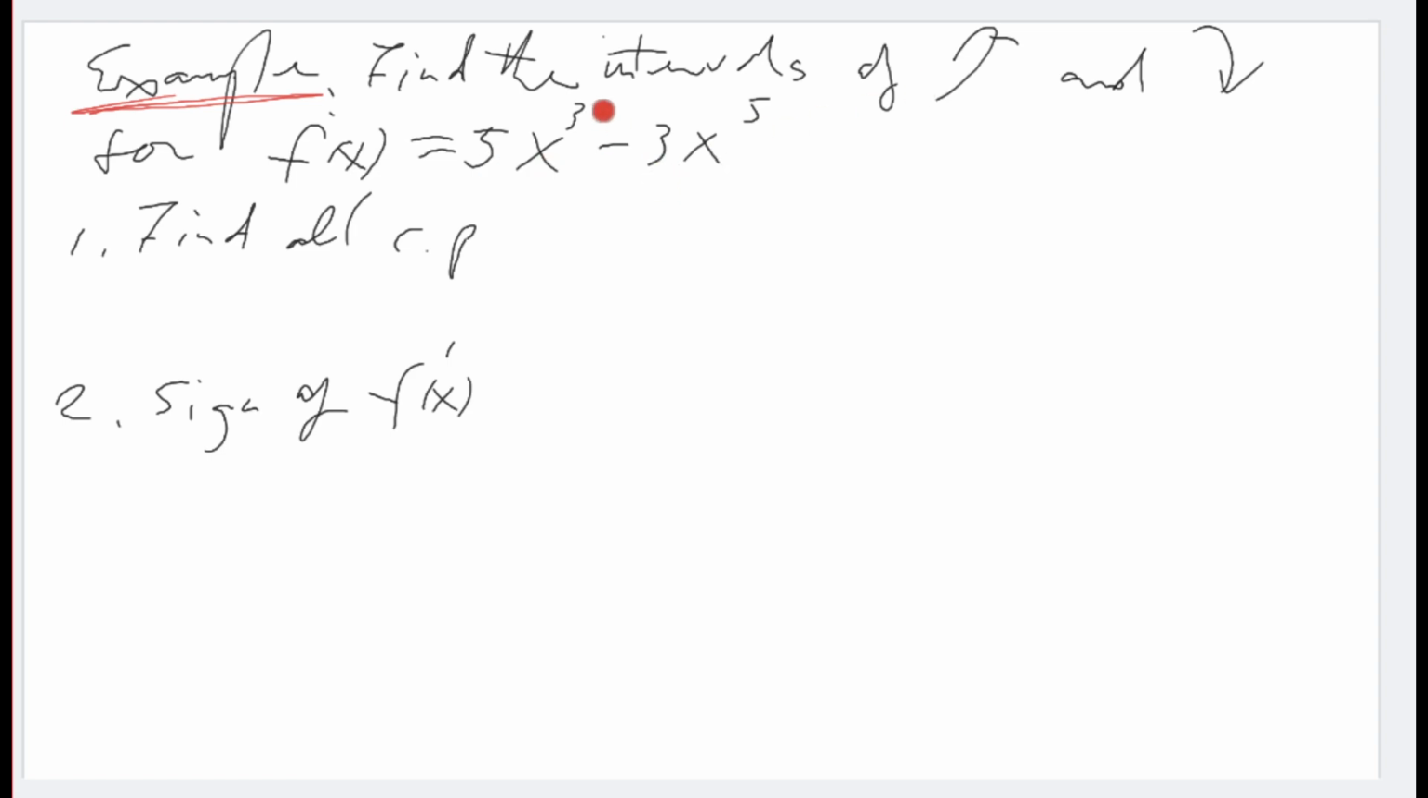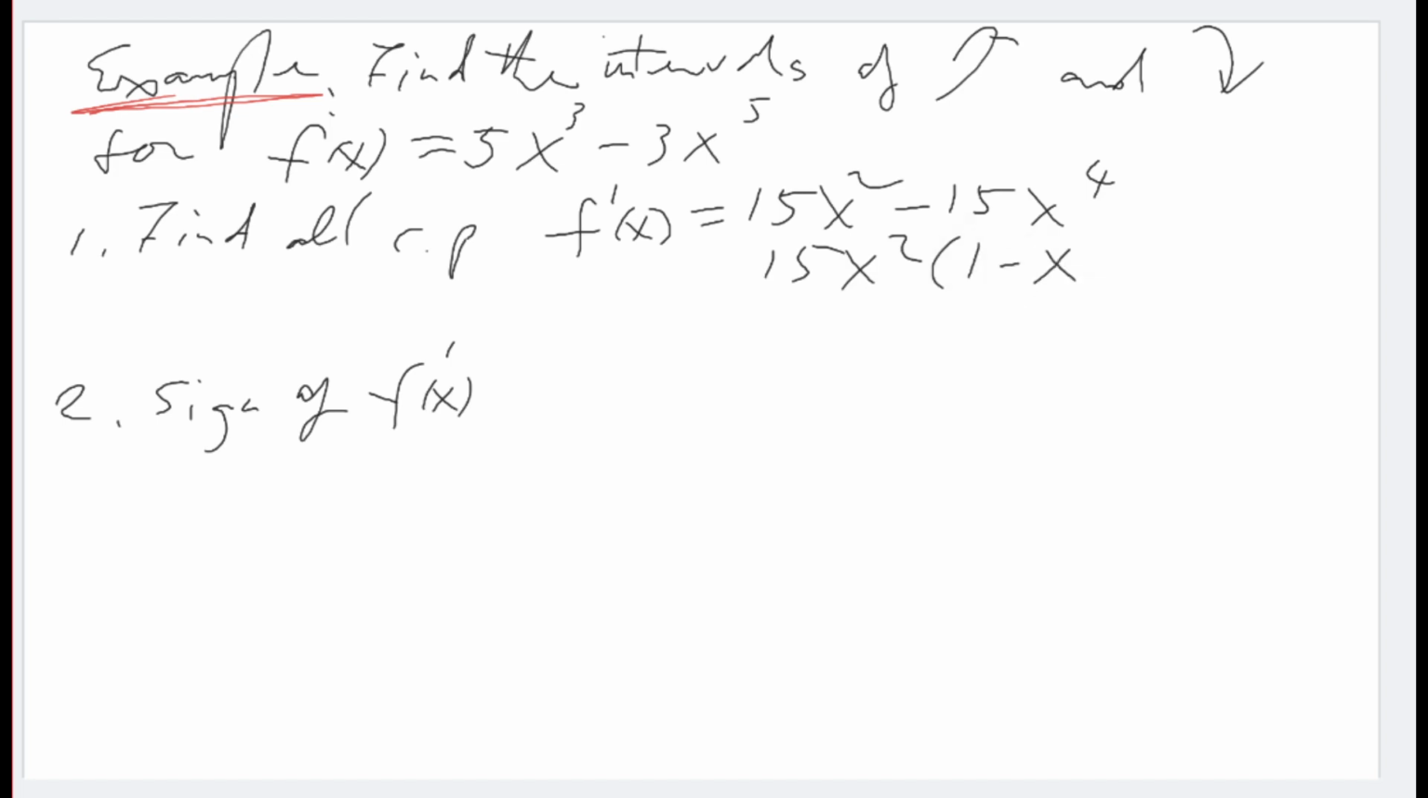Okay, so like we discussed, we're going to first find all critical points. Remember how to find the critical points? You can set f prime to 0. So find f prime: differentiate, you have 15x to the 4th power. And then factor out the 15x squared, you have 1 minus x squared here.